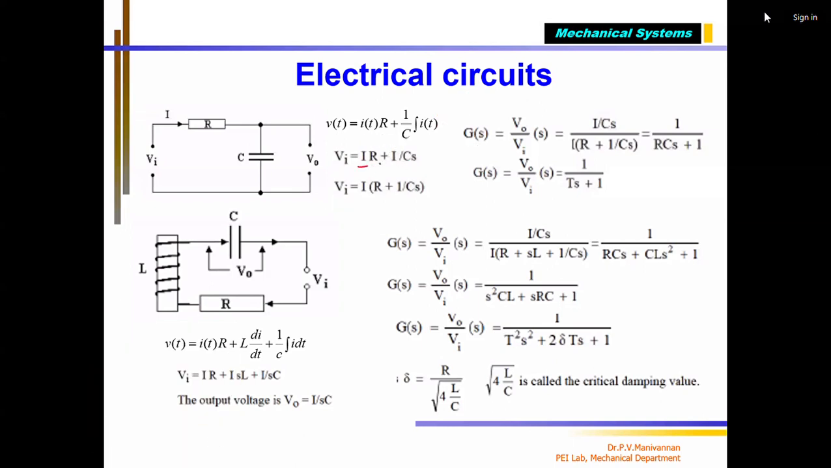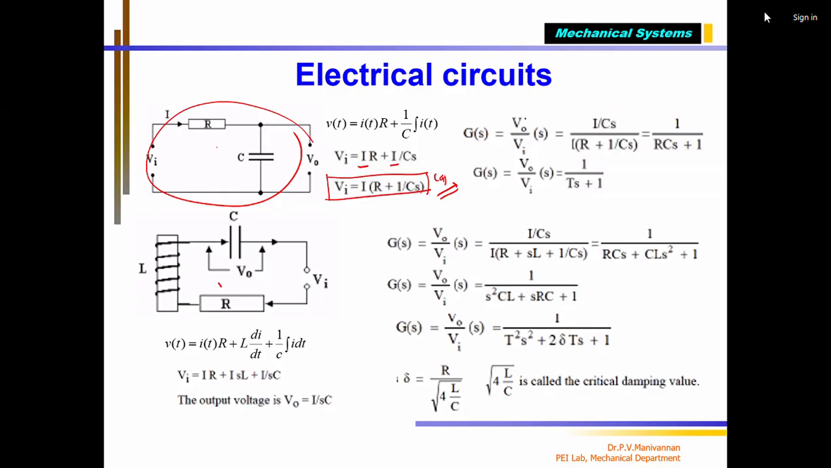Now, in both, I is common, I can take it out. So VA equals I into R plus 1 by CS. So this is my mathematical model of this electrical circuit in Laplace domain. From this, I can find the transfer function of the circuit. What is transfer function? I told you, transfer function can be called the gain of the system.